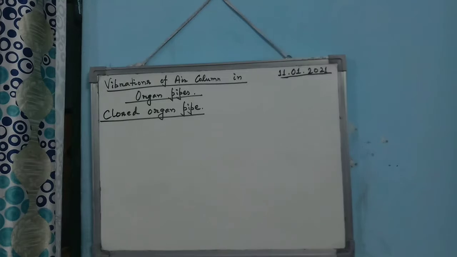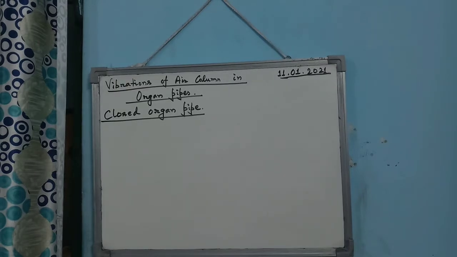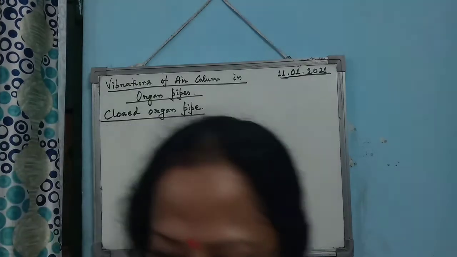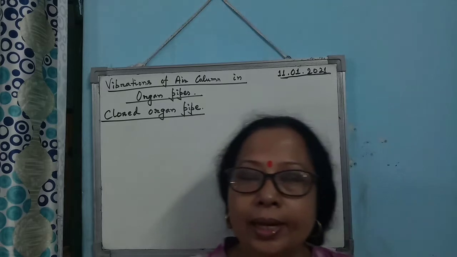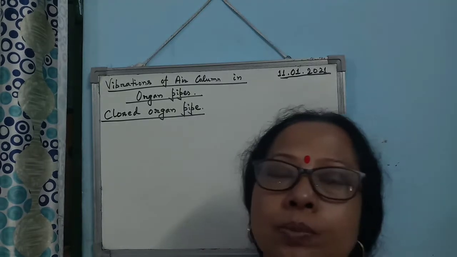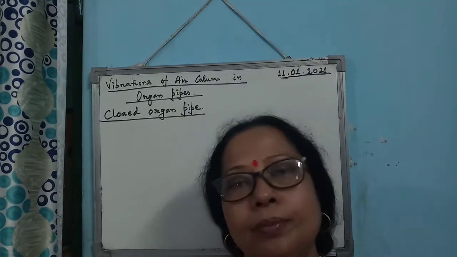Good morning, children. I am starting the next topic in the stationary waves chapter. Next is vibration of air column in organ pipes. Organ pipes means the musical instrument where the sound is produced by the vibration of air column.